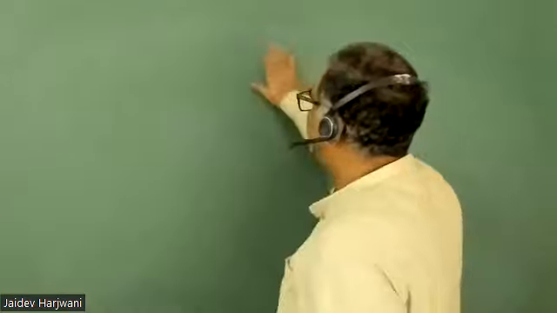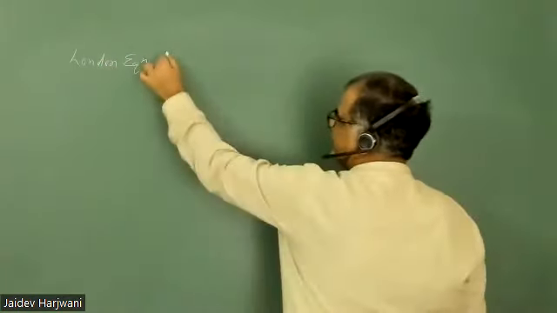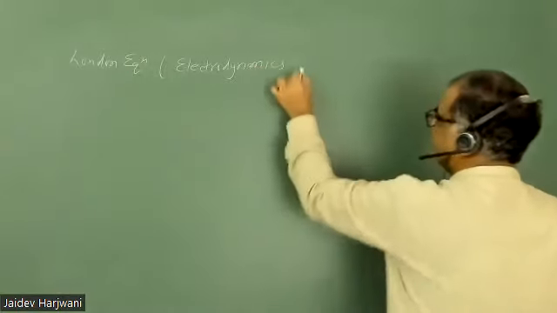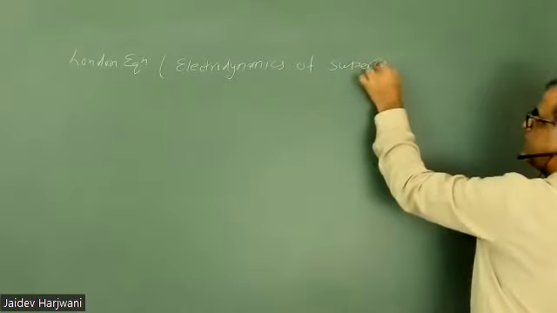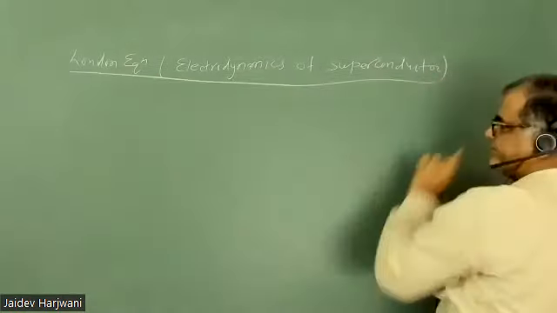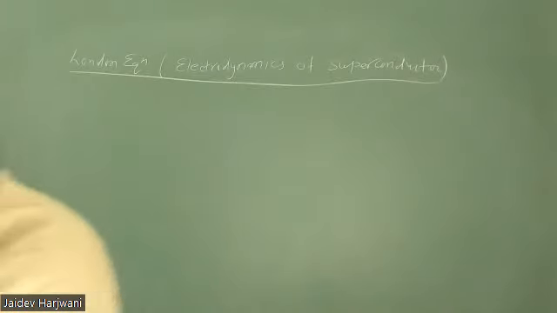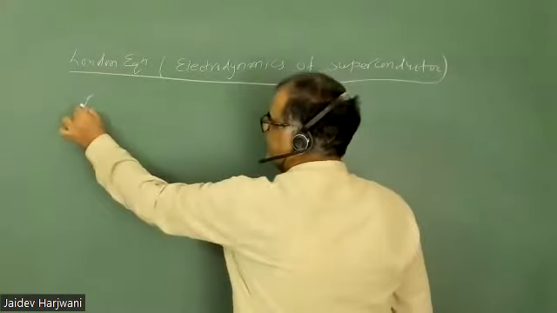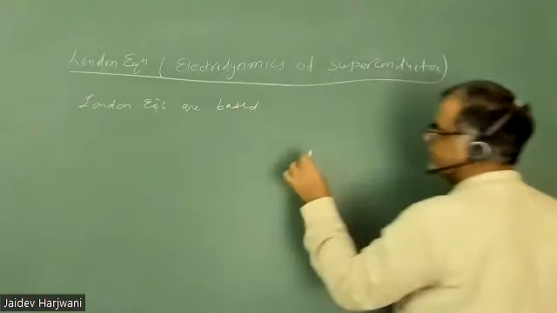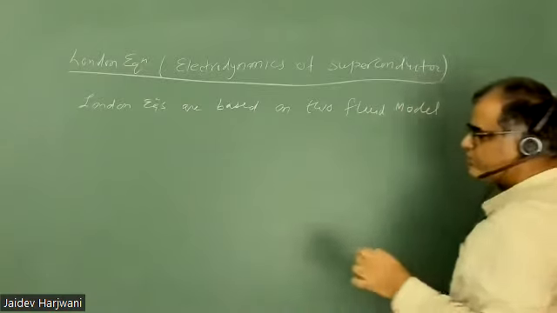So the first attempt was done by London. Put the heading now: London equations, or you can write electrodynamics of superconductor. So how can we explain these two properties? London equations are based on the two fluid model. Now what is the two fluid model?